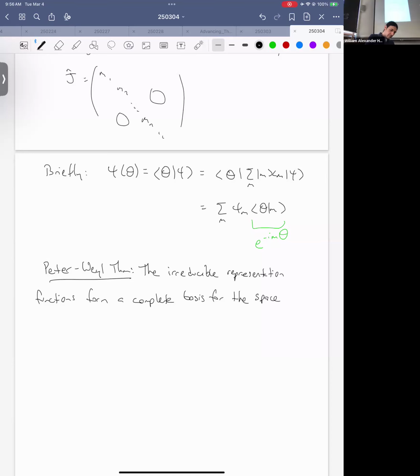for the space of Lebesgue square integrable functions defined on the group manifold. Lebesgue, yeah. It's like a fancy Riemann integral. It's a better Riemann integral that they teach you in very upper level math classes that very few people use.